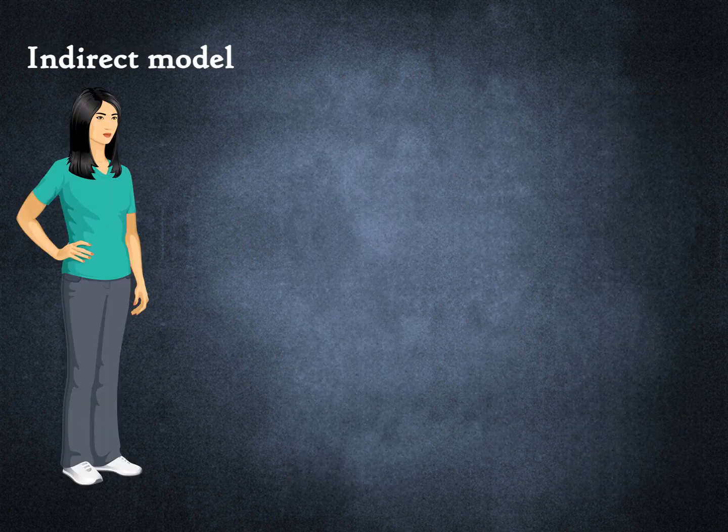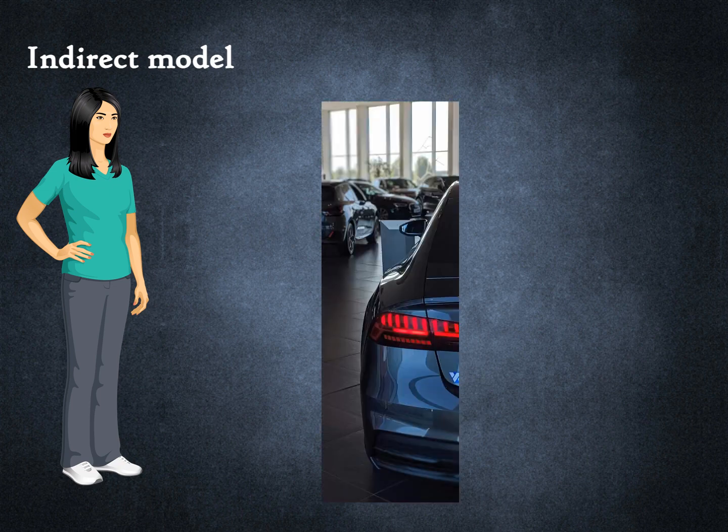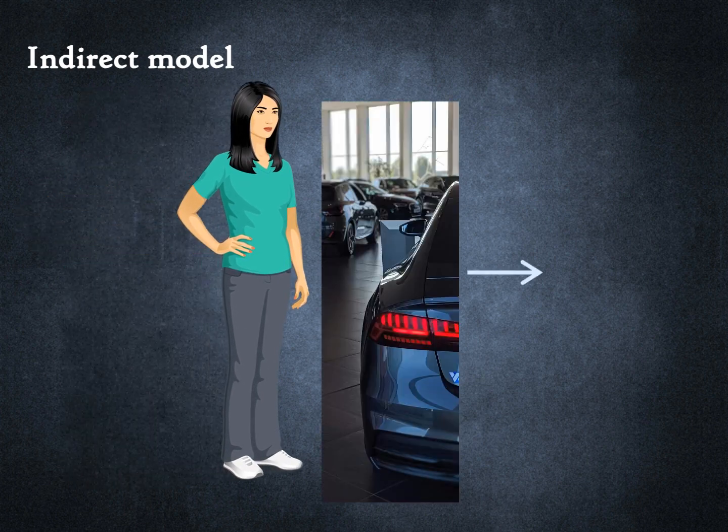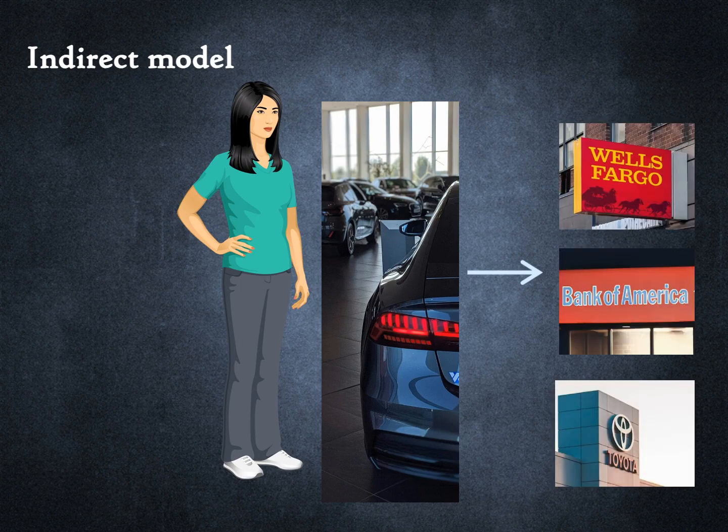In the indirect model, Kathy, the car buyer, goes to the dealership. She selects a car and the dealer then submits a loan application on her behalf to multiple lenders. The lenders could be banks, non-banks, as well as captive financing arms of car manufacturers. Also, in an increasingly digital world, the purchase of the car and the sourcing of the car loan may occur online.